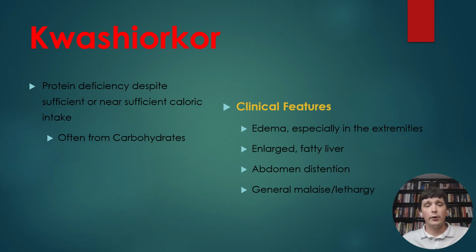Kwashiorkor is a serious form of malnutrition, which is caused by not getting enough protein, even if calories from carbs are present. It's most common in young children and shows up with symptoms such as swelling, especially in the legs or in the feet, an enlarged fatty liver, and often a bloated or distended abdominal region or belly.